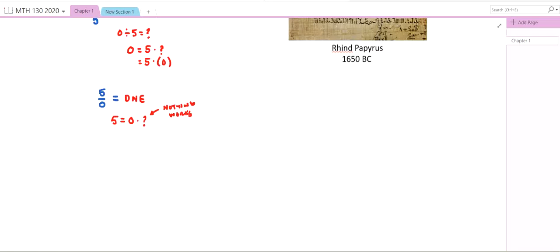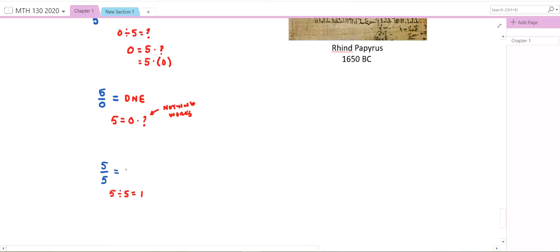Okay, continuing our discussion with fractions. Let's say we have 5 divided by 5. So we have the same number in the numerator as the denominator. What does this equal? Well, think of it this way. You have 5 divided by 5 equals what? Well, we know 5 divided by 5 equals 1.